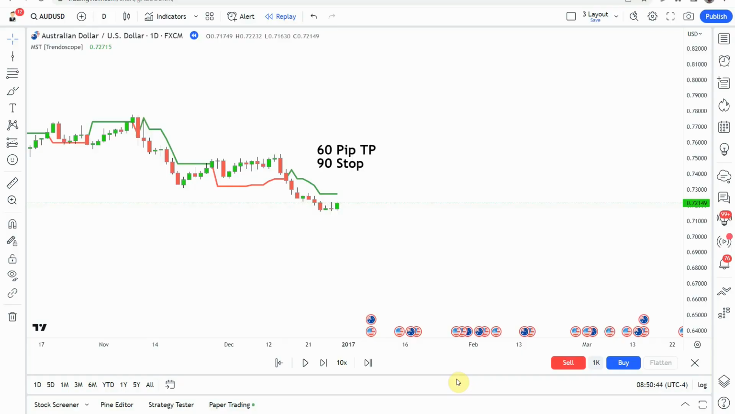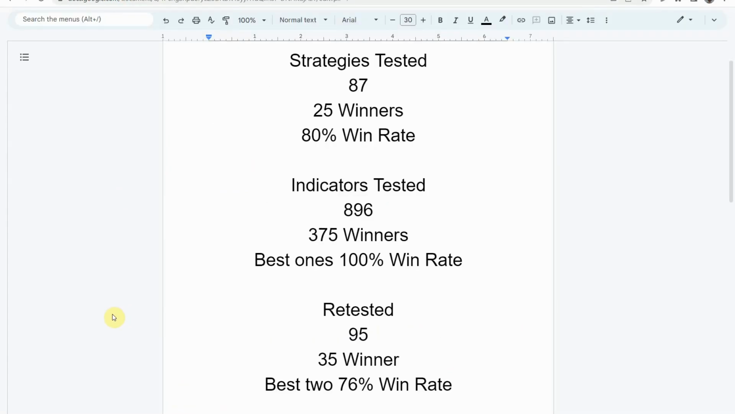Alright, as I said, today we will be testing the Master Supertrend Indicator. Before we do though, I wanted to put the testing scoreboard up for everyone to see. So to date, we have tested a total of 87 different strategies, with 25 of them being winners. The best one so far was able to achieve an 80% win rate. We have also tested a total of 896 indicators, with 375 of them being winners. The best ones so far were able to achieve a 100% win rate.